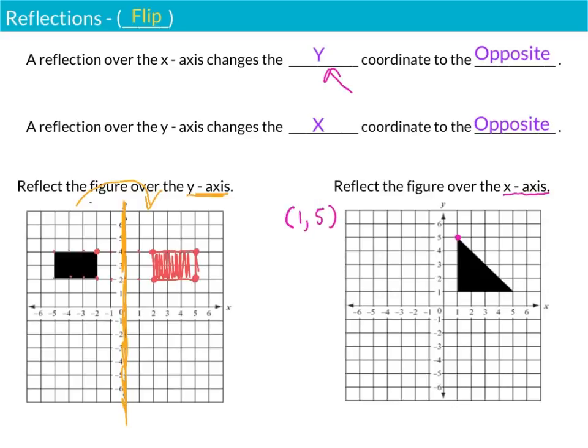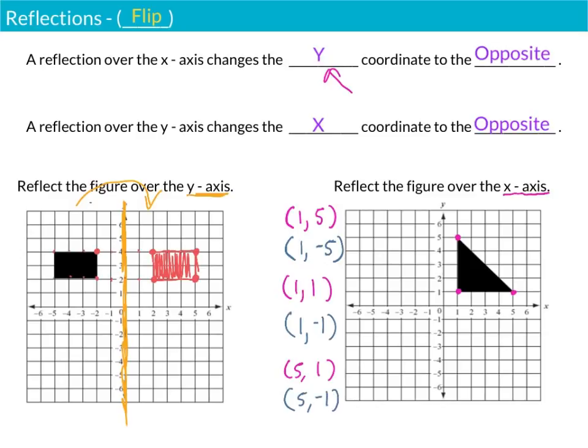I'm going to change the y-coordinate to the opposite. So the opposite of +5 is -5. I'm going to do that for the next point as well. So the next point is at +1, +1. So again, I'm going to change the y-coordinate, and the new y-coordinate is going to be -1. And I'm going to do that for the last point, which is at +5, +1. And again, I'm going to change it so that the y-coordinate is the opposite.